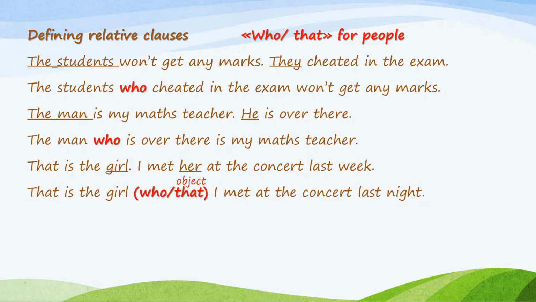Now, look at the third example. That's the girl. I met her at the concert last week. We can omit the relative pronoun when the person or thing being defined is the object of the sentence. However, it's not wrong if it is inserted in the sentence. So, that's the girl I met at the concert last week is the sentence in which you hide the relative pronoun.